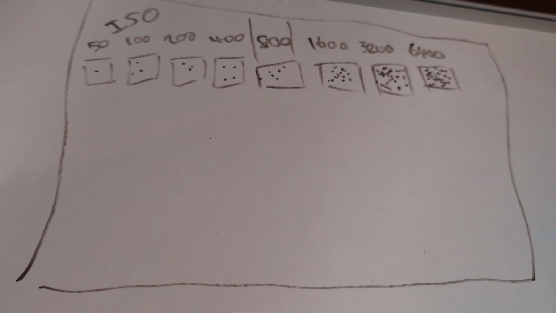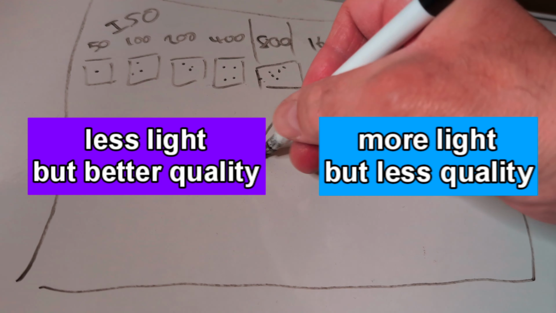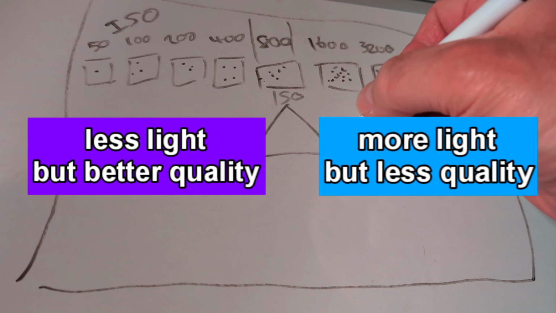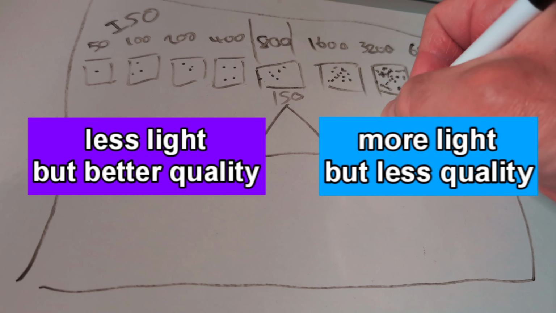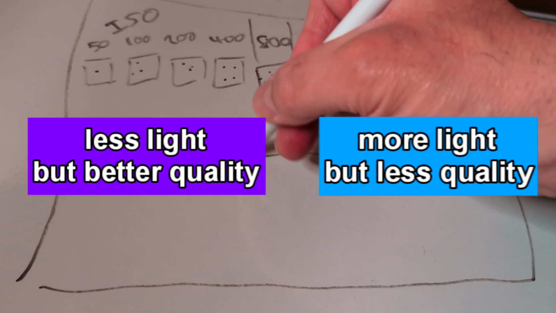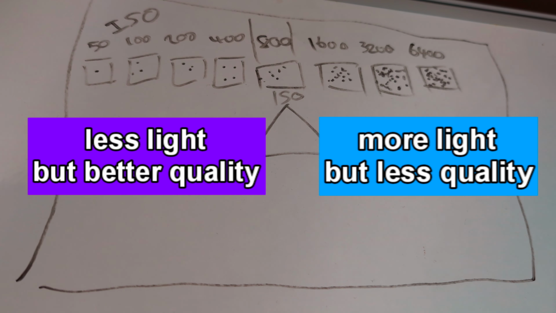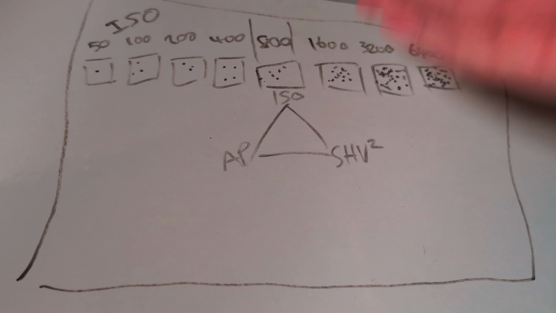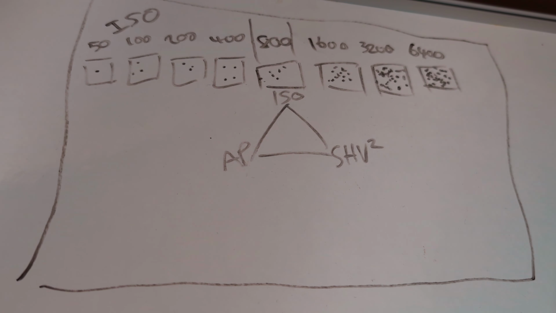Okay. This is all part of the triangle that we've been displaying. So the ISO is one part, shutter speed is another part, and then we've got aperture for the other part. We're going to cover those in another video, but that is fundamentally what ISO is. You could go into a lot more detail, but that's all we're going to cover today.